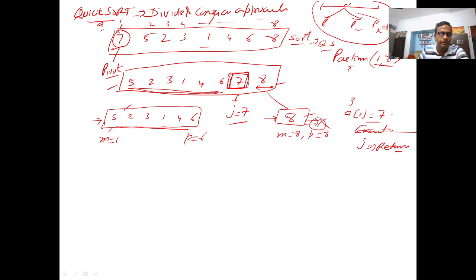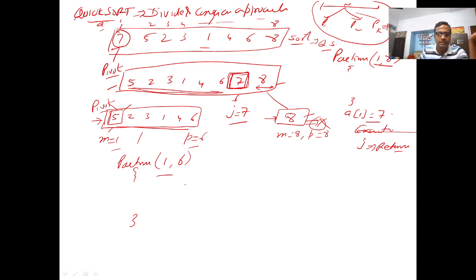It means we need to call partition again with m equal to 1 and p equal to 6, this one. It means now we need to find the exact location of the first element, this one, which is equal to 5. Fine. So it will act as your pivot element now. Now if partition is called using these two arguments, then we know that the exact location of 5 is 5th in the list.